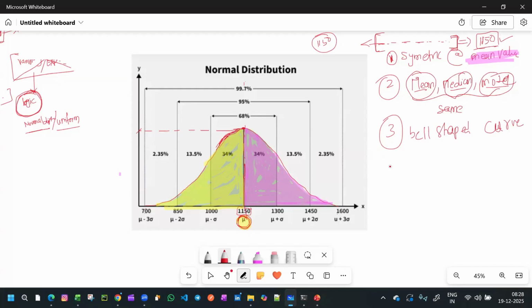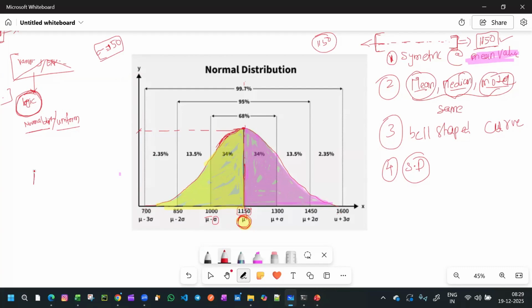Okay. Next, fourth, is the standard deviation. Standard deviation has something special. So the distributions are like this. See, mu minus sigma, where sigma means standard deviation. Let us say the sigma value is equal to 150.